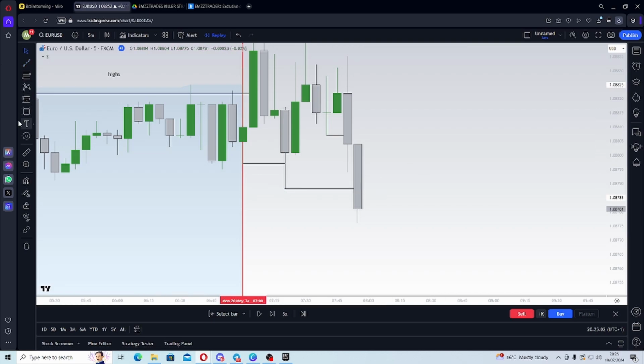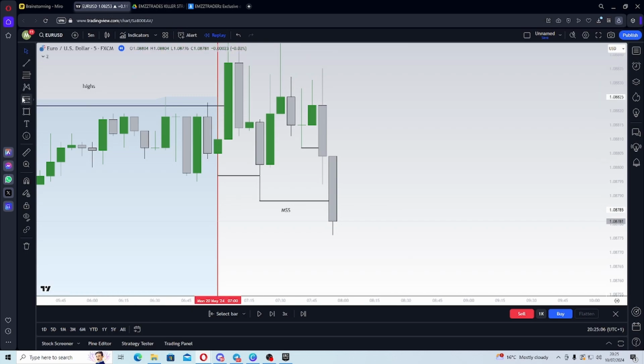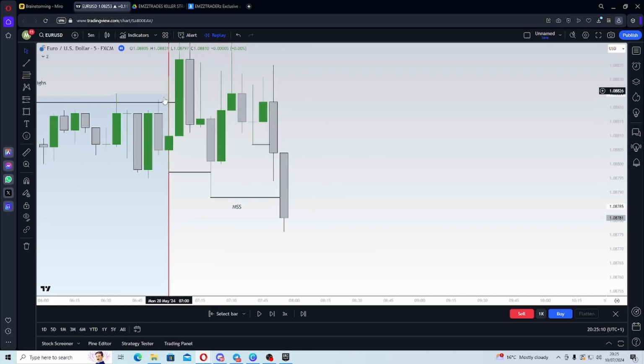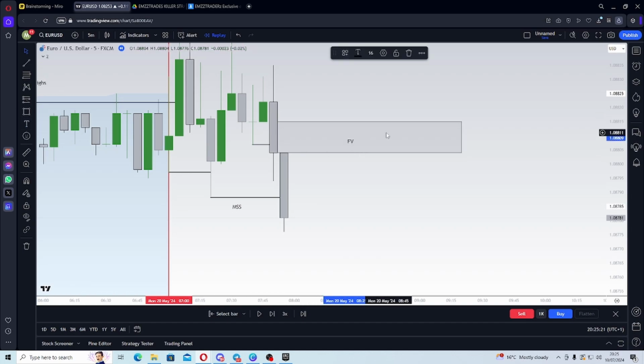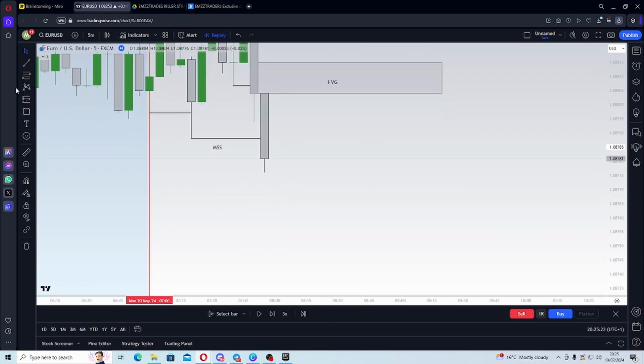So after we found this out, we can mark out our displacement, and now we're going to be identifying where our fair value gap is, all right? So where can you see the fair value gap? I can see it right here, all right? I'll be marking this out. You write FVG on this, and you can easily catch a very successful trade, actually trading this strategy.